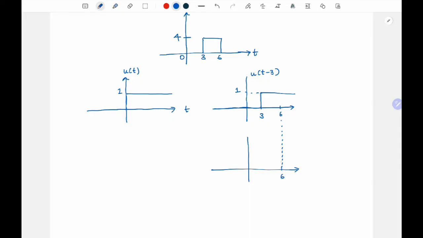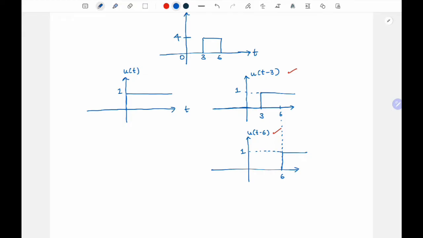So it will start from 6 and go on, and its amplitude is 1. This is u of t minus 6. Now if I just subtract these two signals, so this signal and this signal, what will I get?